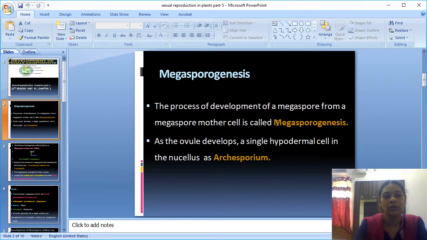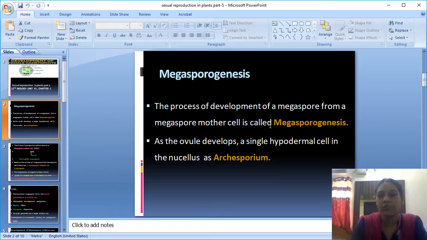We have seen microsporogenesis. Microsporogenesis is the formation of microspores from the microspore mother cell. Likewise, megasporogenesis also takes place here. The microspore mother cell gives rise to the microspore, which is the first cell for the production of the male gametophyte.